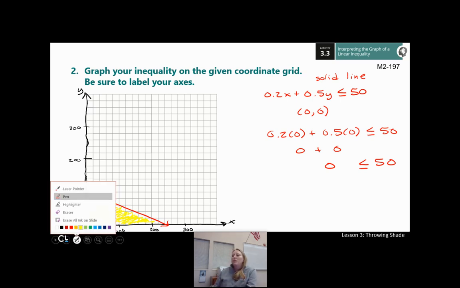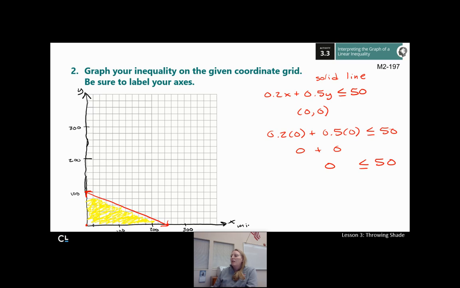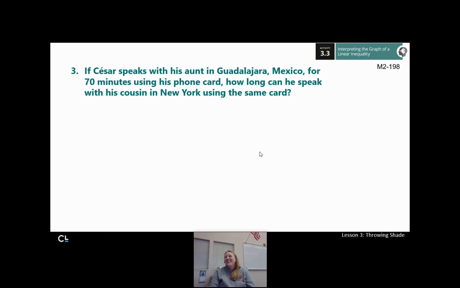It does say to make sure we label our axes, so we'll just make sure we say this is minutes in the US, and we'll say this is minutes to call Mexico. And if you've ever called Mexico, you know that it is more expensive to call Mexico than it is to call within the United States, where we already are. I make phone calls to Australia on a regular basis. It's a lot more expensive than calling my neighbor down the street. Now, so we have this lovely graph.